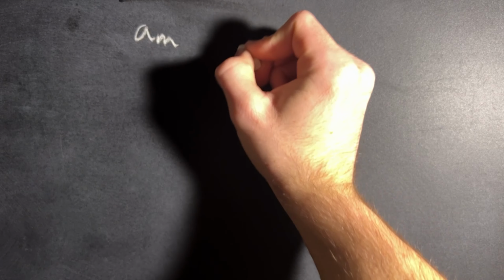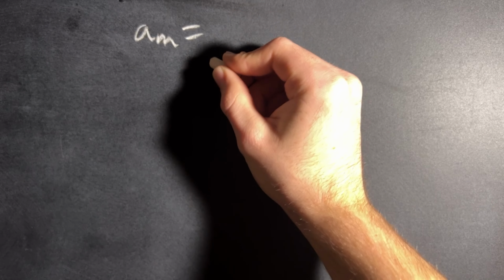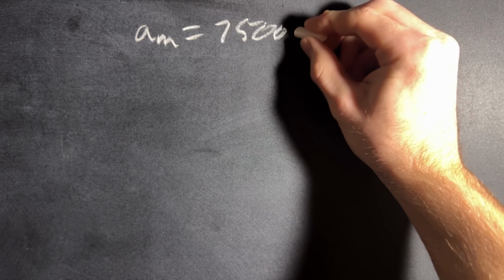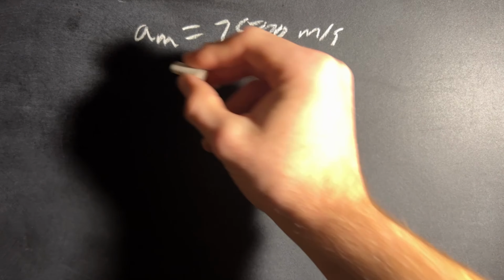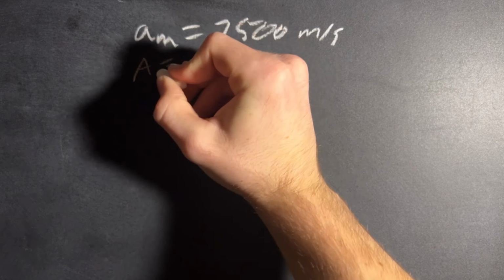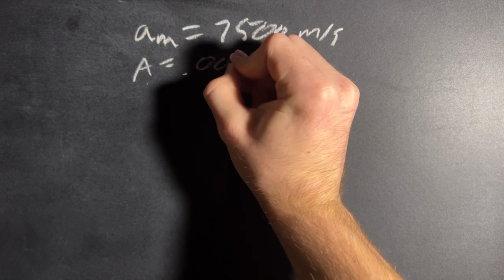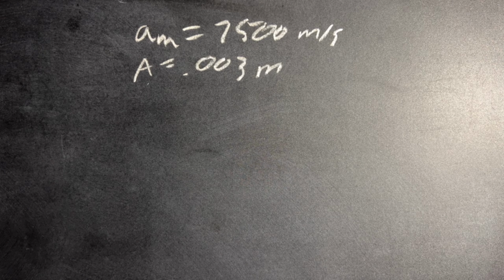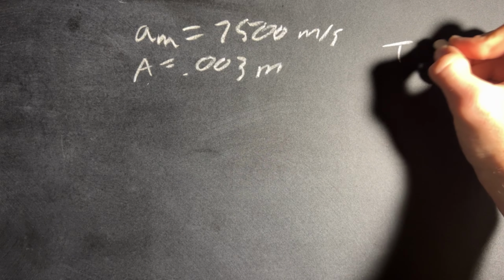Now, to end off on a more simple problem, we are going to be given a max acceleration of 7,500 meters per second squared. Then we are going to be given an amplitude of 0.003 meters. What we need to find is T. We need to find the period.